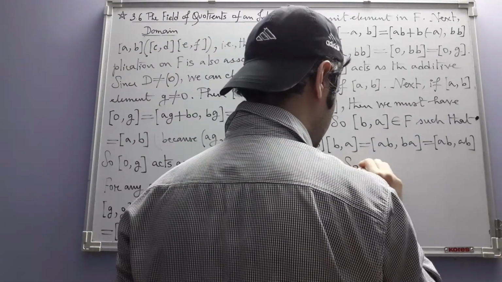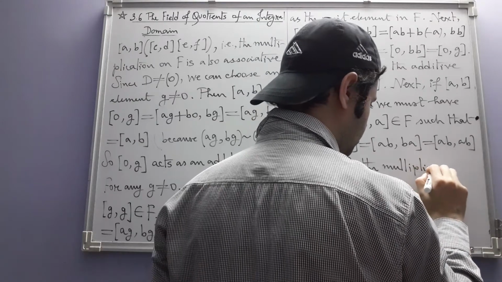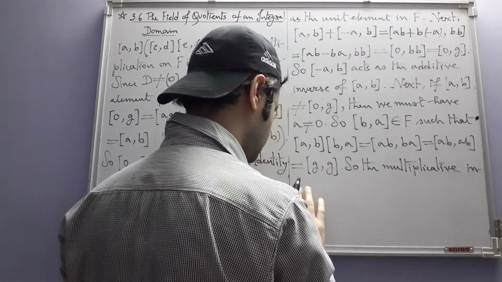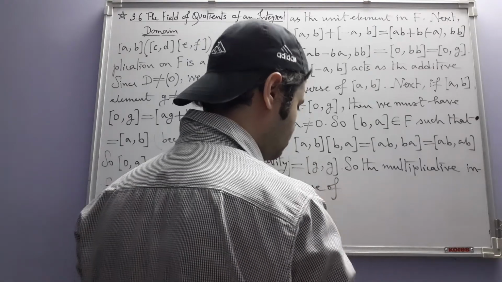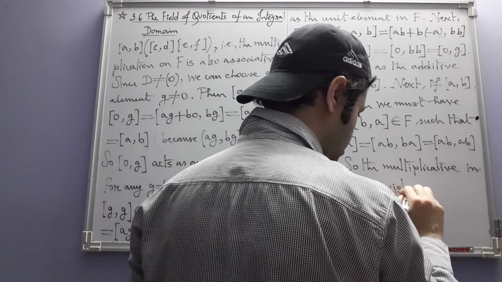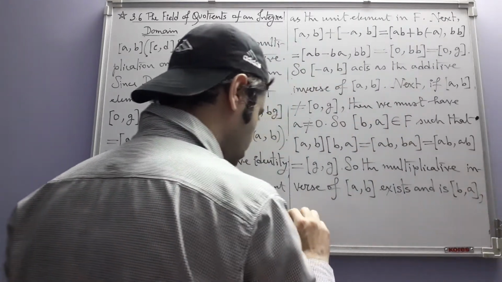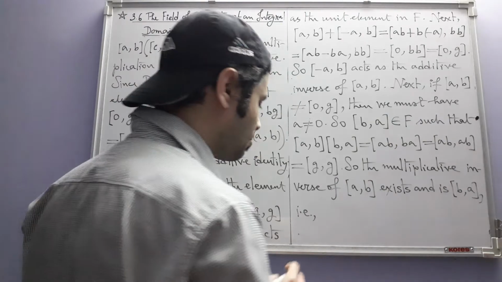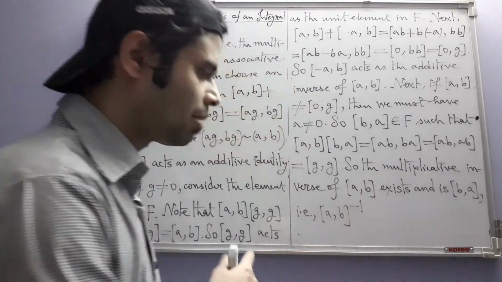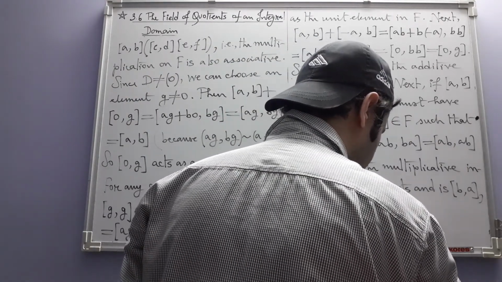So the multiplicative inverse of (a, b) exists and is (b, a), or we can say it more compactly by writing it like this, because this usually denotes the multiplicative inverse of an element in a ring. If it exists, this is equal to (b, a).